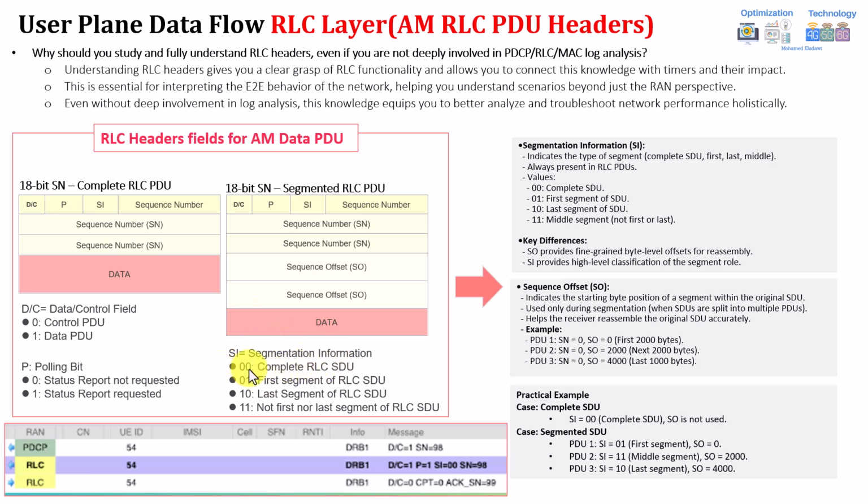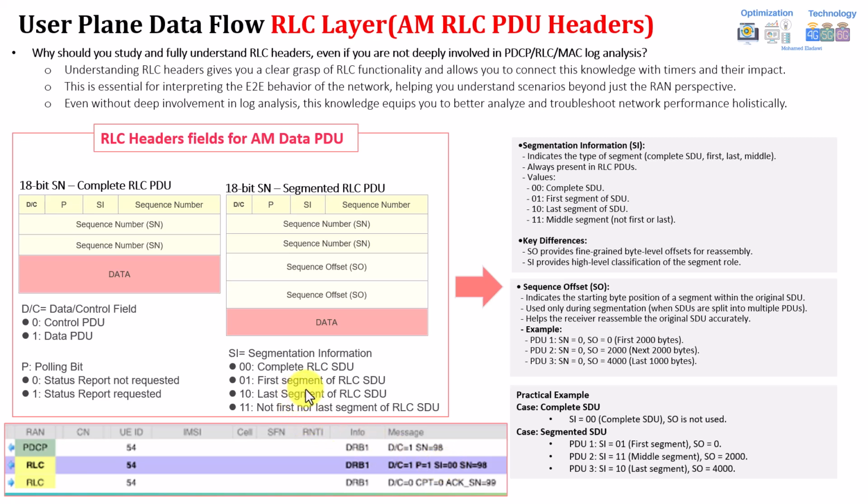And you have something called SI, segmentation information. This is useful whenever you do an analysis. For example, if it comes as 00, as you can see in the Wireshark down here, 00 means this is a complete RLC, not segmented. If it's segmented, it will take this kind of format, segment information, telling you, for example, this is the first segment. So when you receive 01 here, as you can see from the RLC, this means this is the first segment.